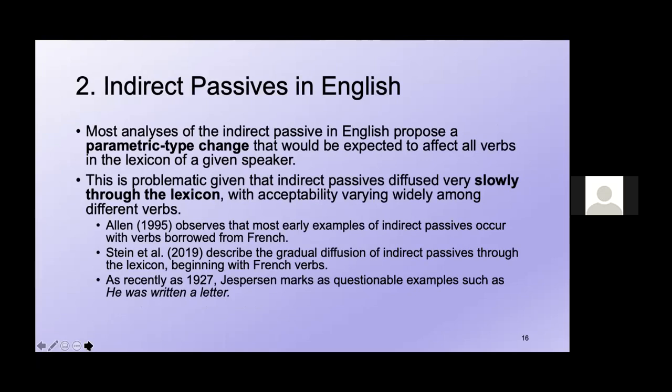Also, most analyses of the indirect passive in English propose a parametric type of change which would be expected to affect all verbs in the lexicon of a given speaker, but this is problematic given that indirect passives are known to have diffused very slowly through the lexicon, with acceptability varying widely among different verbs. So, for example, Allen first observed that most early examples of indirect passives occur with verbs borrowed from French, and the gradual diffusion of indirect passives through the lexicon, beginning with these French verbs, was described by Stein et al. And even as recently as 1927, we see Jespersen questioning the acceptability of examples such as "he was written a letter."